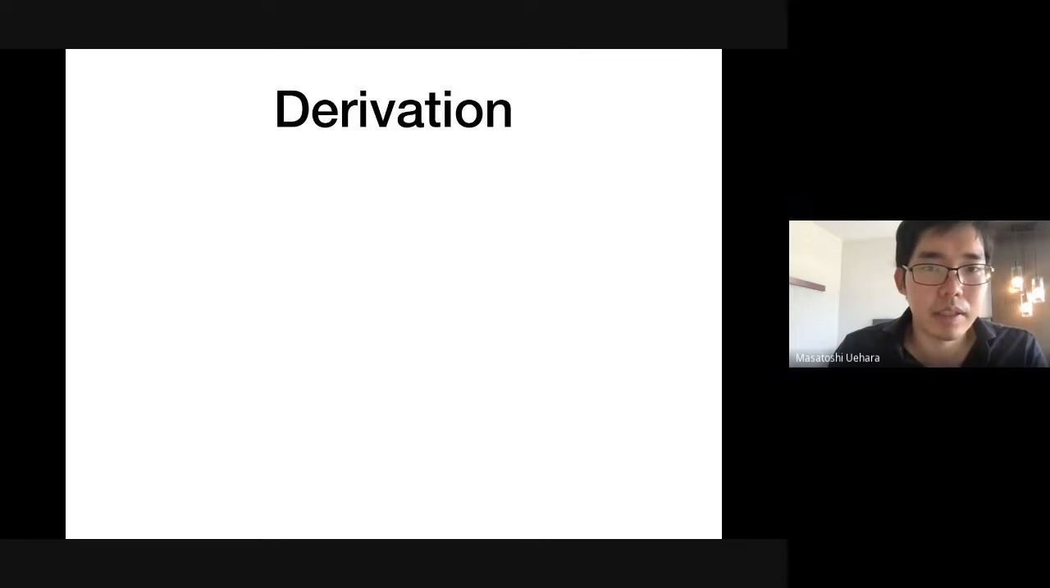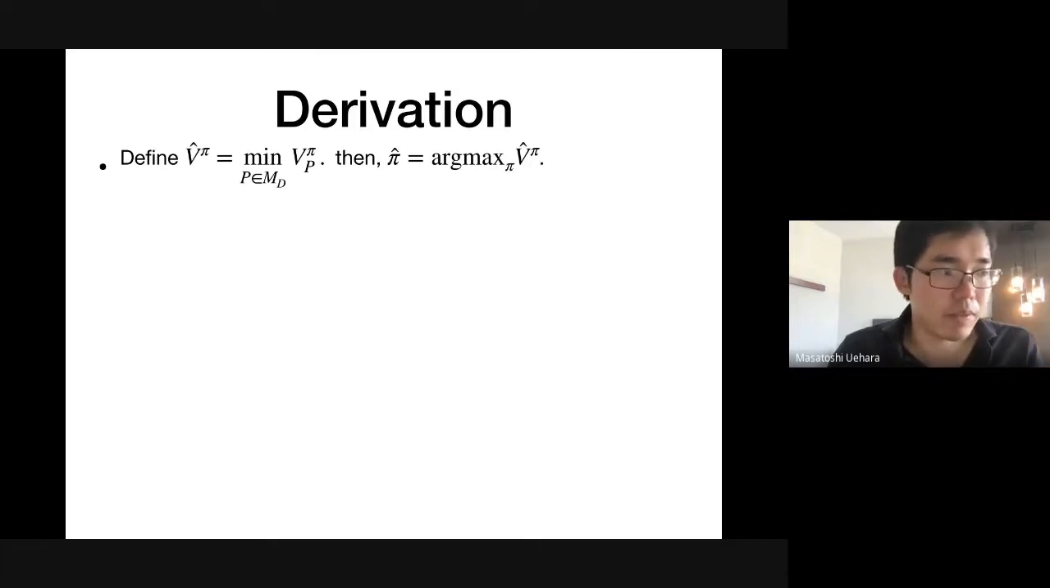And so let me do some derivation. Actually the derivation is very simple, so let's see step by step. First, let me introduce the policy value estimator. So v hat pi is defined as the mean over v pi p. This is a policy value estimator, and the output is defined by optimizing over this policy class, so argmax is taken over the policy class pi.